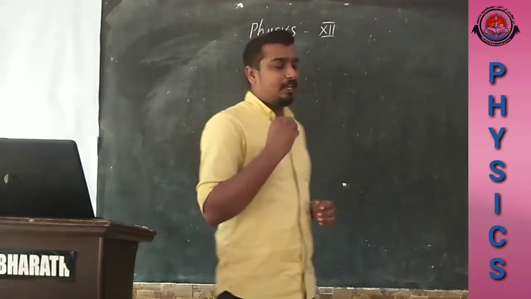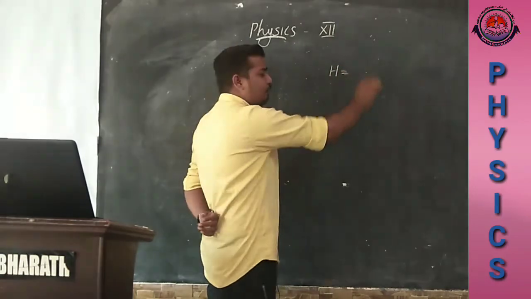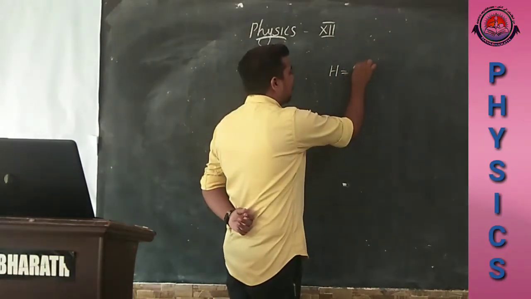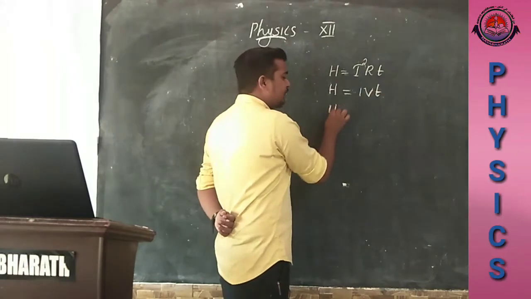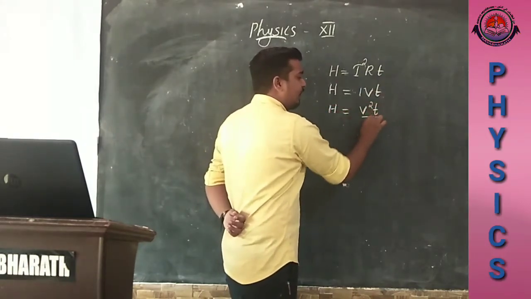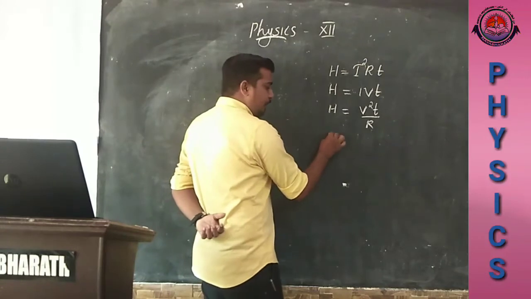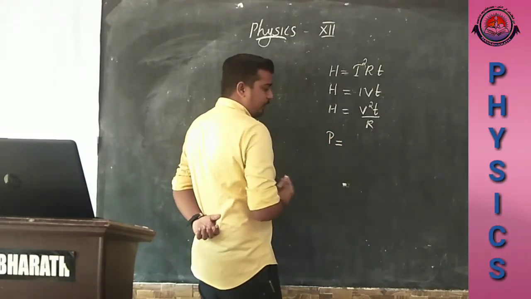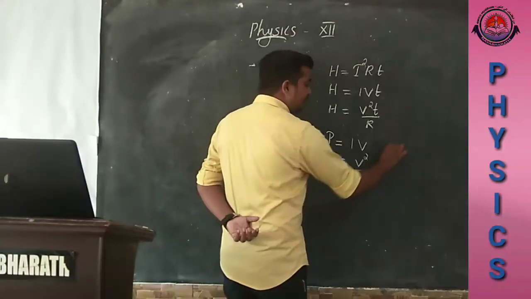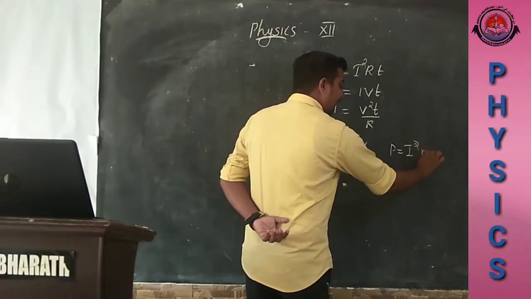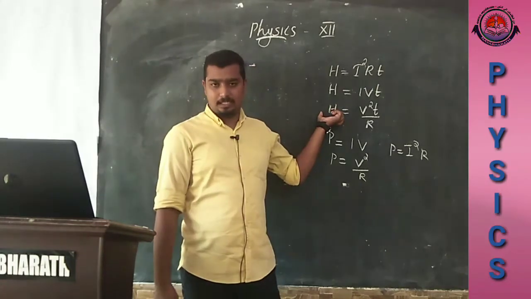In that session we got many equations. The equations for heat are H equal to I square RT, H equal to IVT, H equal to V square T by R. Then the equations for power: P equal to IV, P equal to V square by R, P equal to I square R. These are the equations for power and these are the equations for heat.